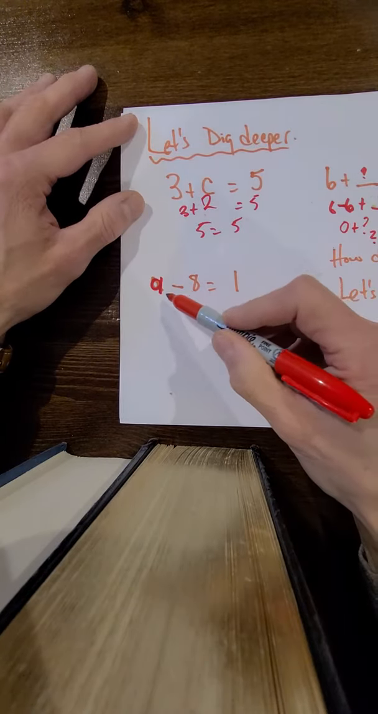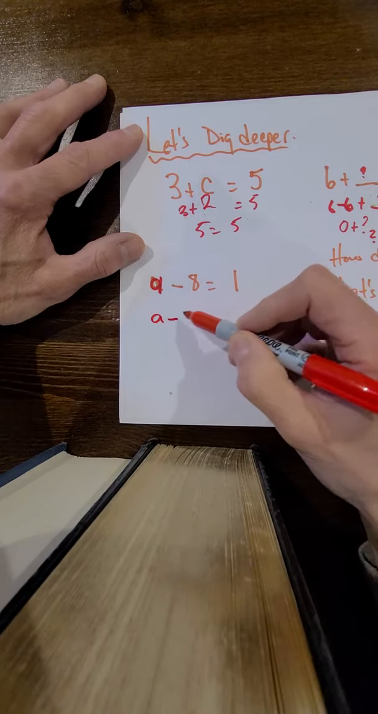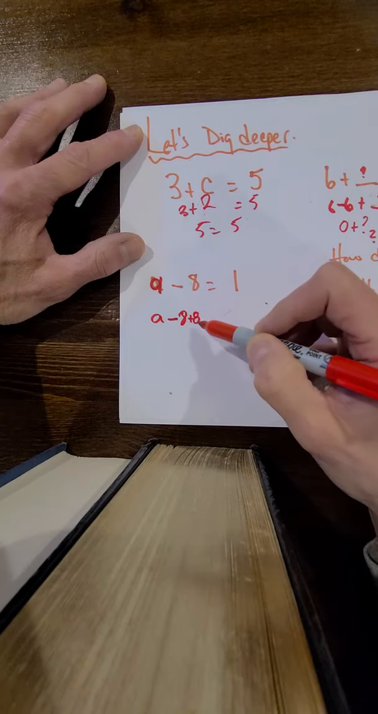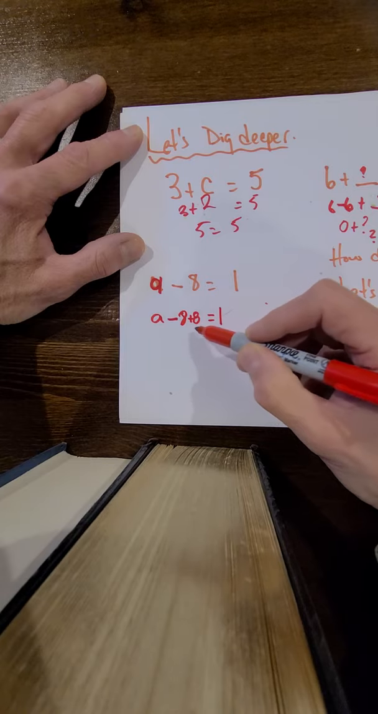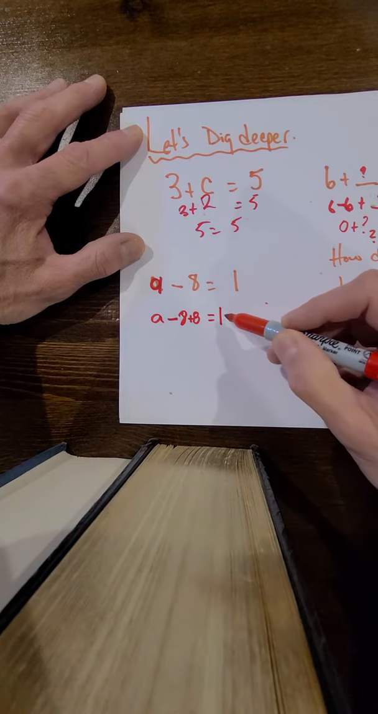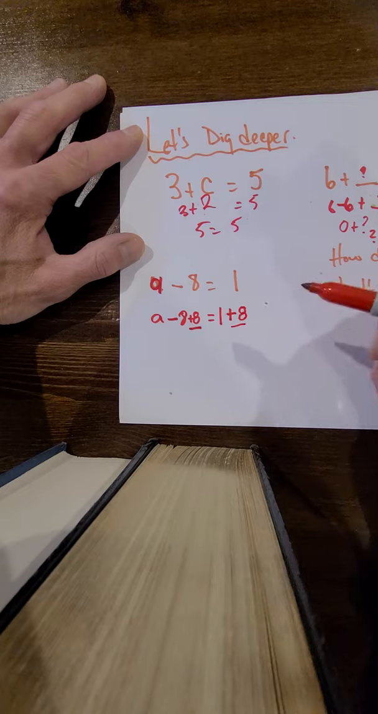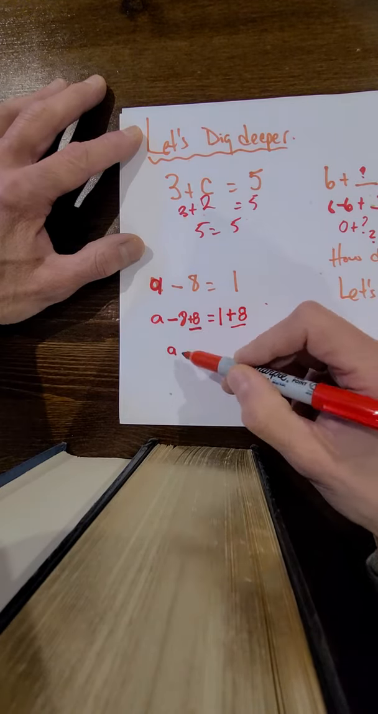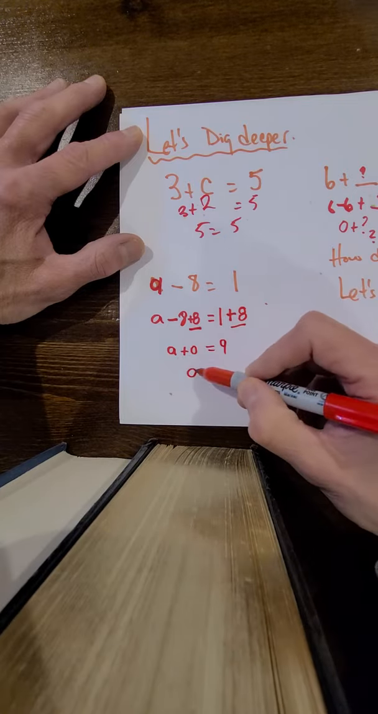So let's get rid of this negative 8. And remember, to do that, you're going to add the opposite integer of negative 8, which is positive 8. And remember, whatever I do to one side of my equation, I need to do to the other side. So if I add positive 8, I add positive 8 here. A, negative 8, positive 8 is 0, right? A plus 0 equals 9. A plus 0 is A.